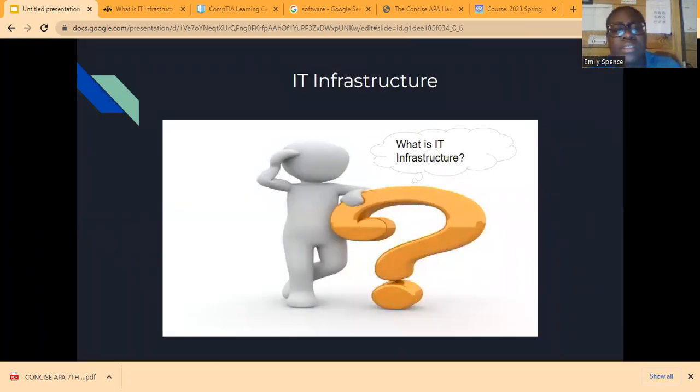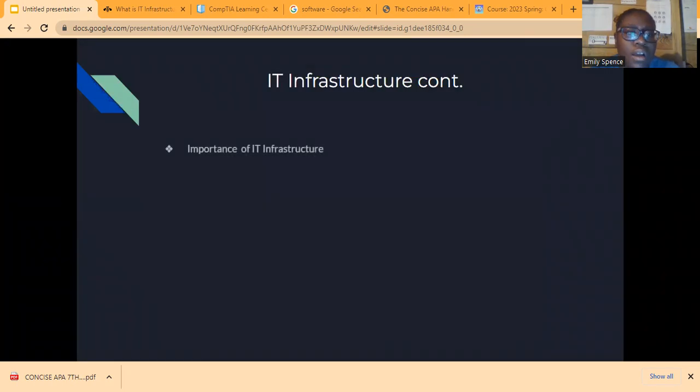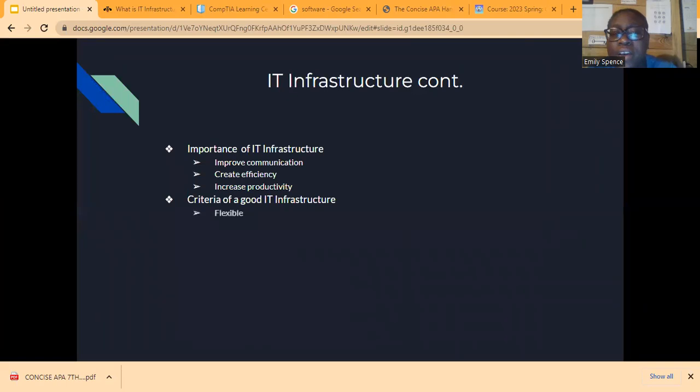Information technology, that is IT infrastructure, refers to the combination of components needed to satisfy the technological needs of an organization. Technology is a big part of organization setup today and plays a vital role in their success. If the infrastructure is connected properly, it can improve communication, create efficiency, and increase productivity. There are three main criteria of a good IT infrastructure.